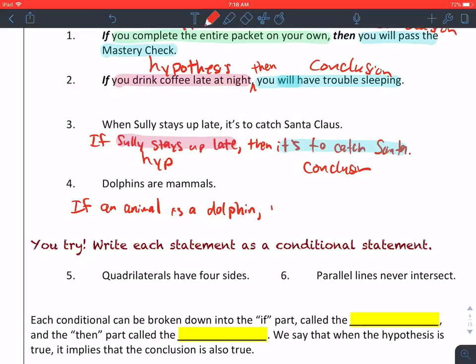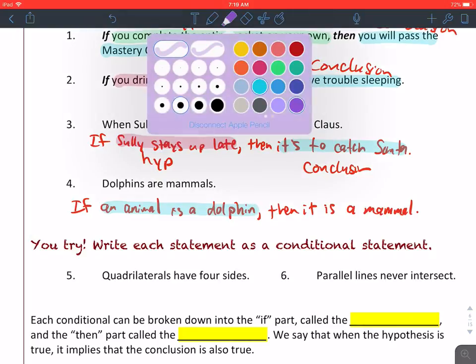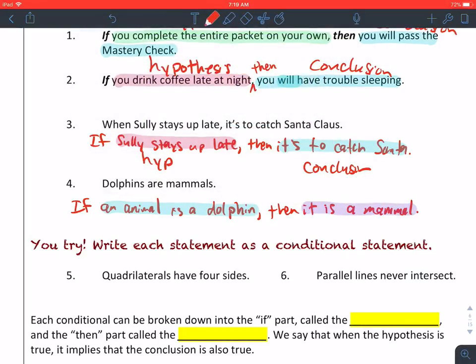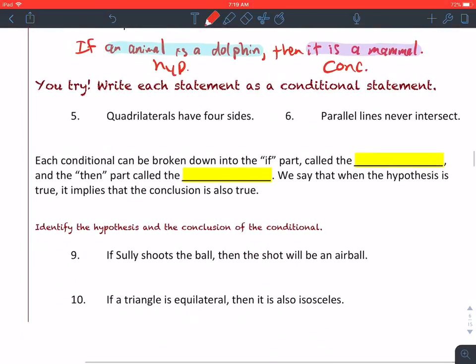If an animal is a dolphin, then it is a mammal. An animal is a dolphin is the hypothesis. It is a mammal is the conclusion. Hypothesis, conclusion. Number 5, write each statement as a conditional statement. Try this on your own, pause the video, and then check to see if your answers are right. Quadrilaterals have 4 sides.